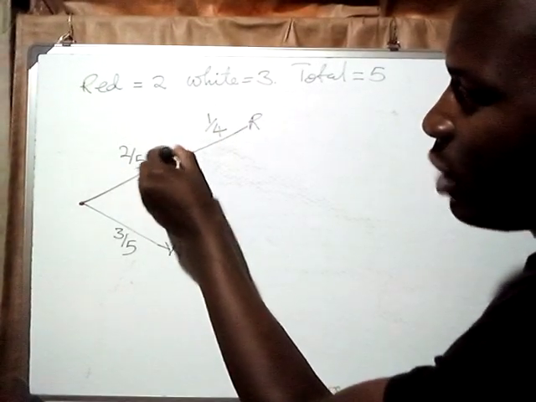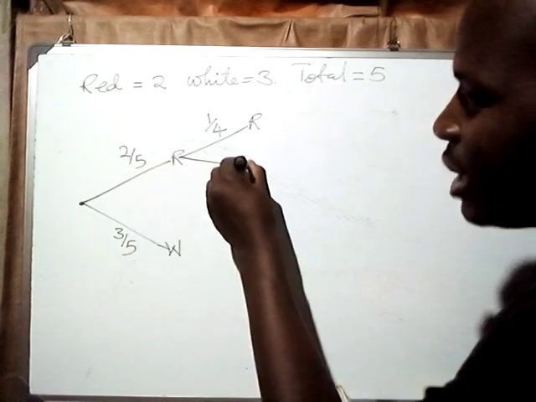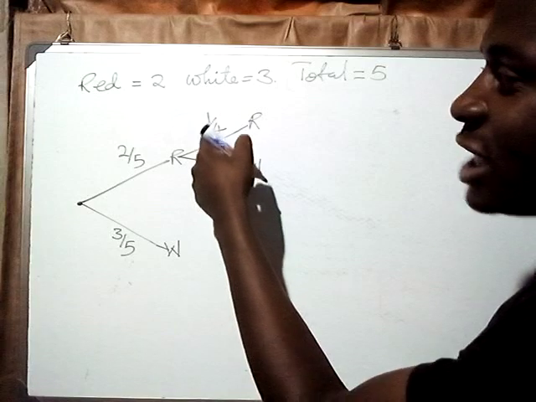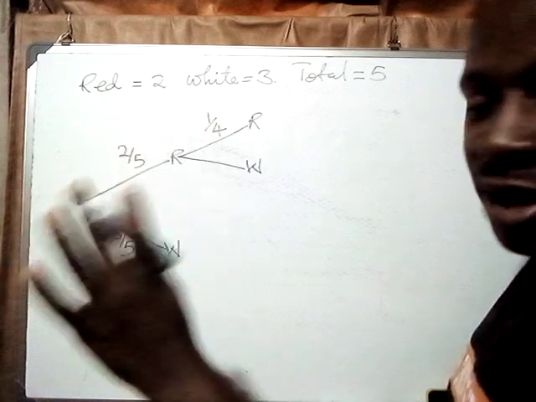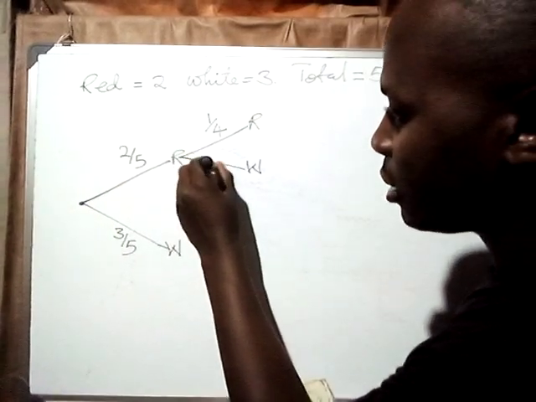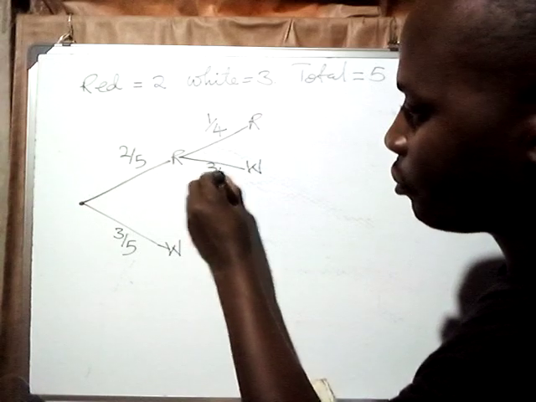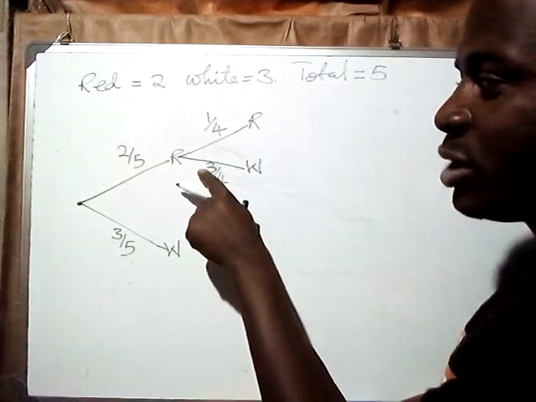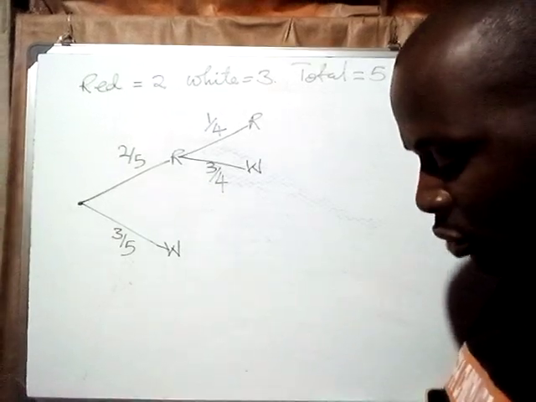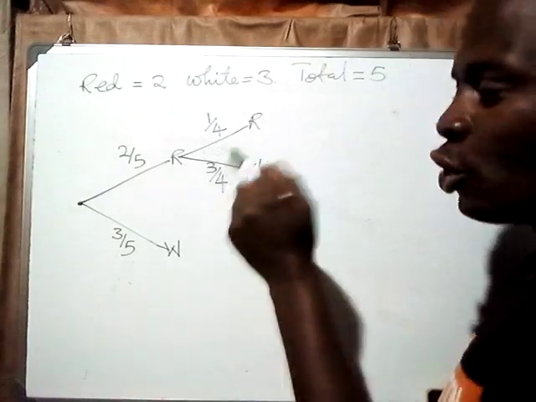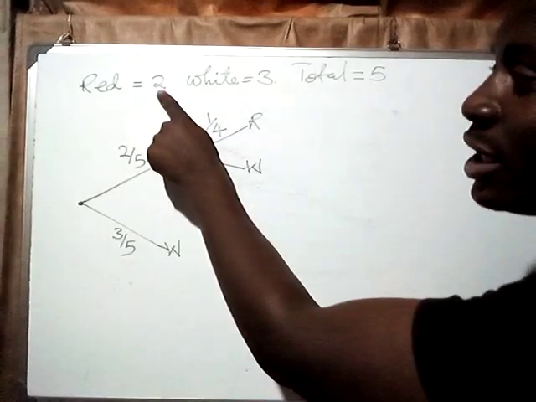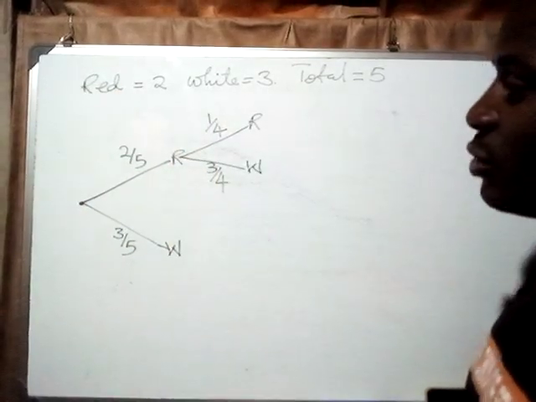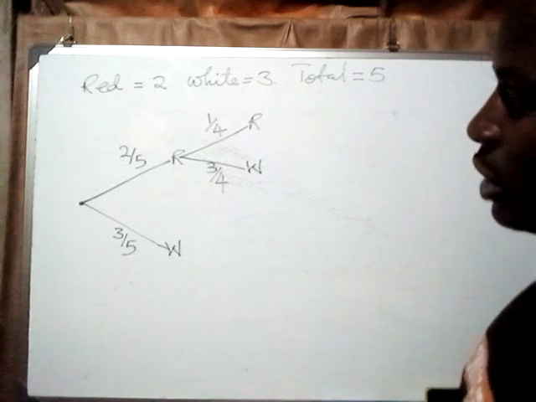Now, since this branch is for red, what will happen to the white ones? The white will remain the same. What about white? White will be 3/4. The number of white beads will still remain the same, but the total has been affected. The total has been reduced, because initially it was 5. 1 red has been picked and not replaced, meaning we are remaining with 4. Okay, so this is what we have.